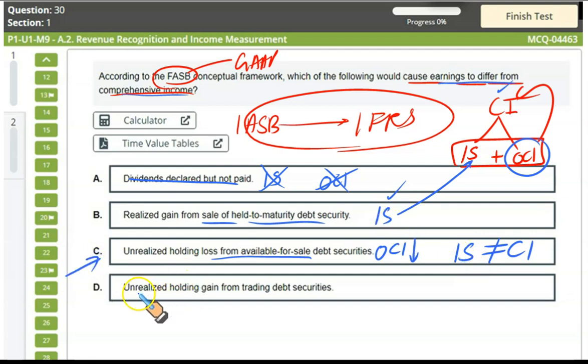What about the last one? Unrealized holding gain from the trading securities. Trading security affects your income statement. Gain will improve, loss will decrease, and as a part of comprehensive income, both are affected, right? So in this case, they will both be the same. Only under C, income statement and comprehensive income will disagree because the item has affected only the comprehensive income through OCI, not income statement. Next.